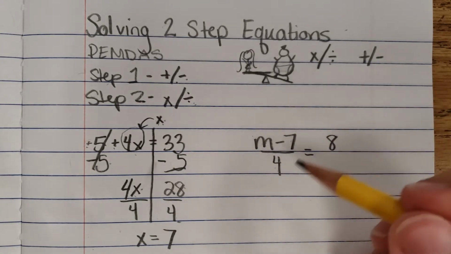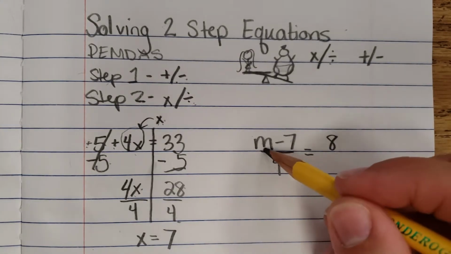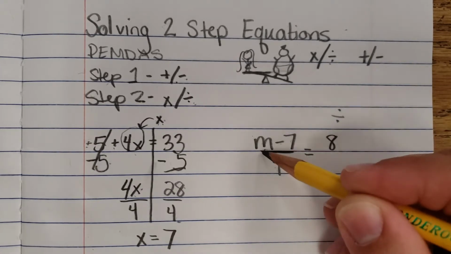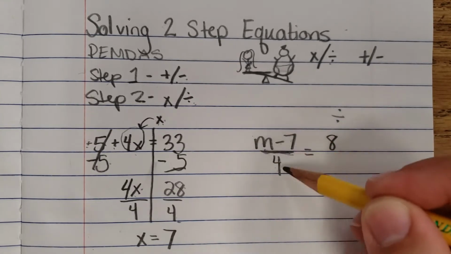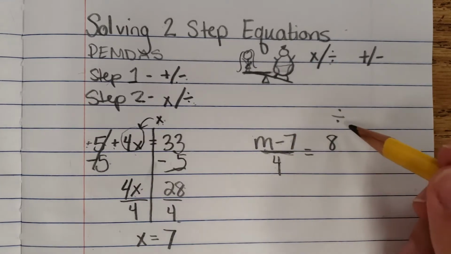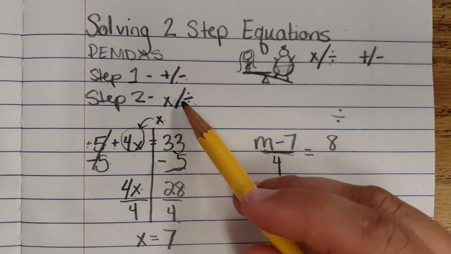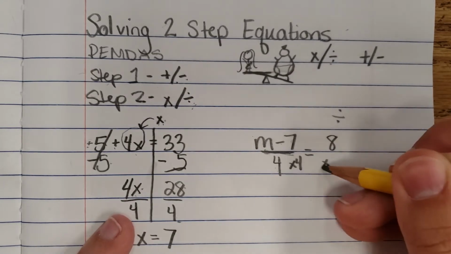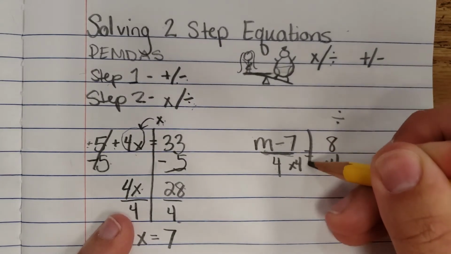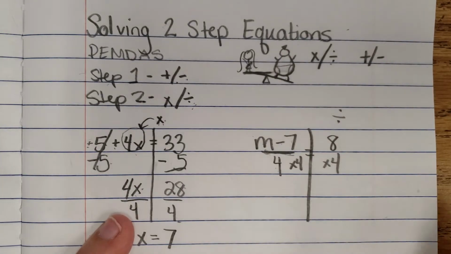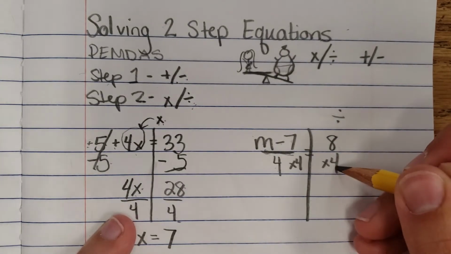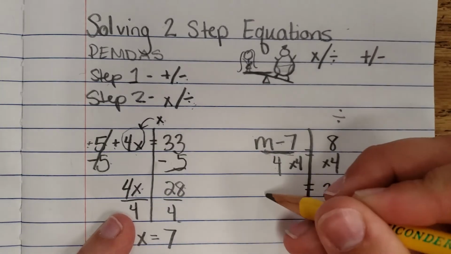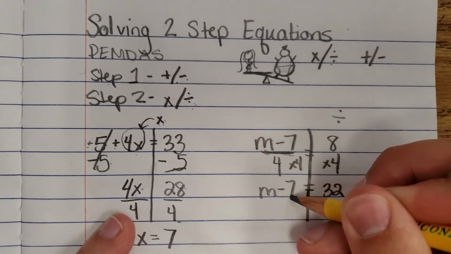So the first thing you're going to deal with, remember that this is division, because when you have something on top and on bottom and a line in between, that's division. So this is division. The opposite of division is multiplication. So you're going to multiply by 4, multiply by 4. Hold on, I forgot to draw my line. So let's draw our line. 8 times 4 is 32. So 32 equals m minus 7.